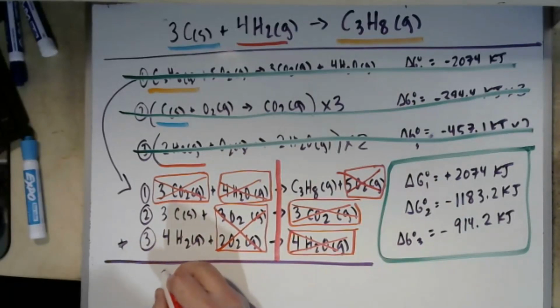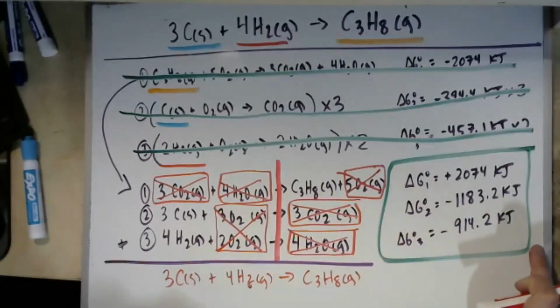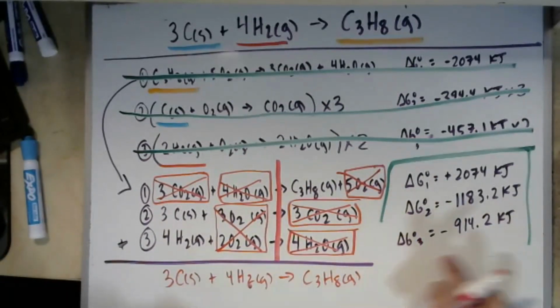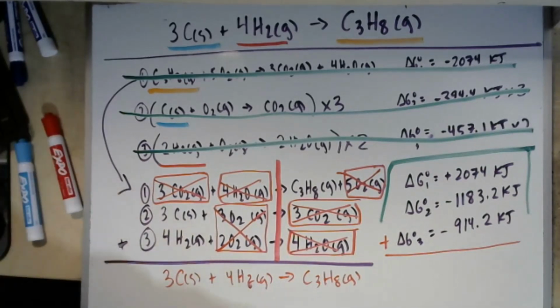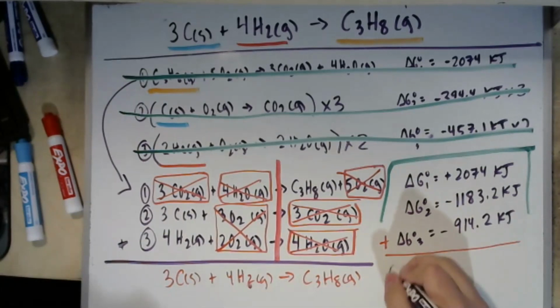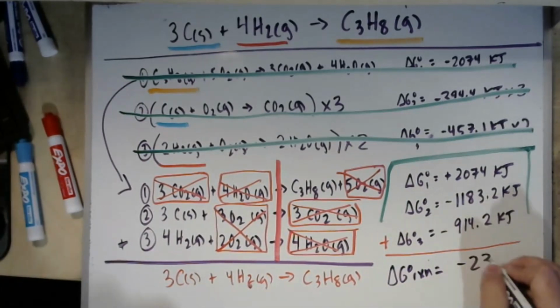And what I'm left with is going to be 3 carbons, 4 hydrogens, and 1 of the propanes. And that is what I wanted. So that means that all the changes that I made are correct. And now to find the delta G of the overall reaction, I can just add these delta G values together. Okay, so I end up with an overall delta G for this reaction of negative 23 kilojoules.